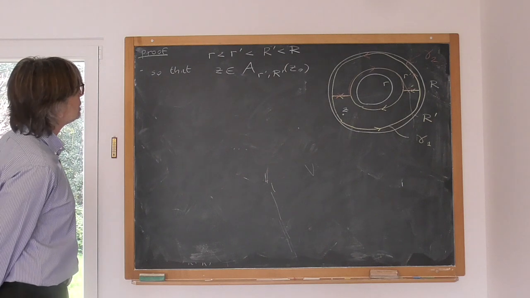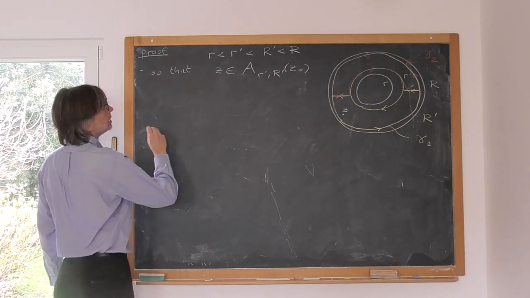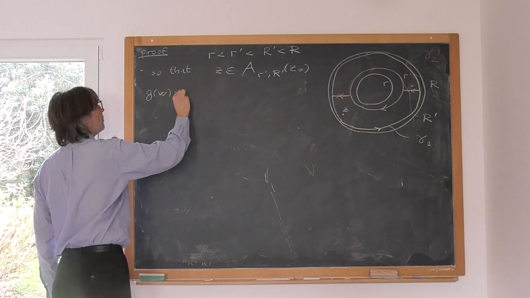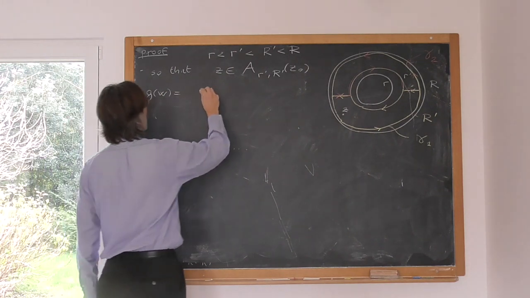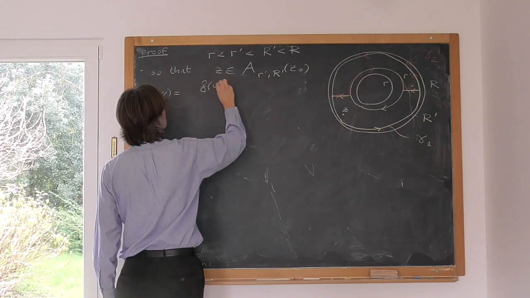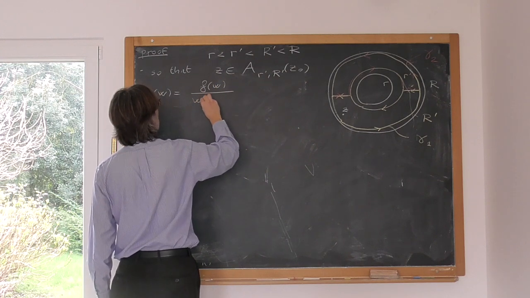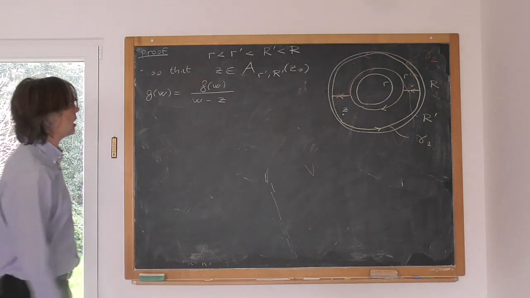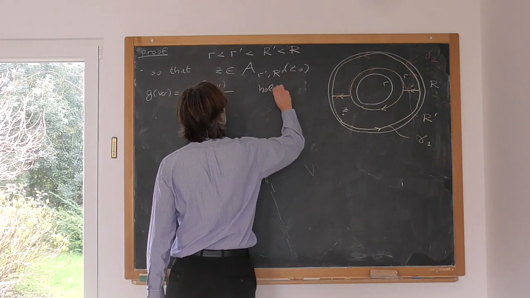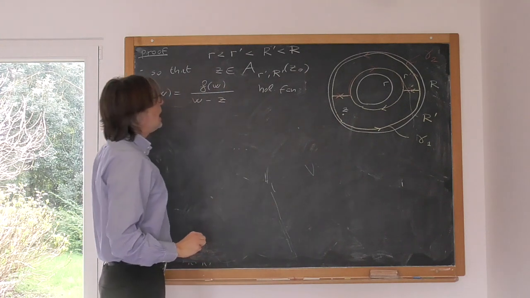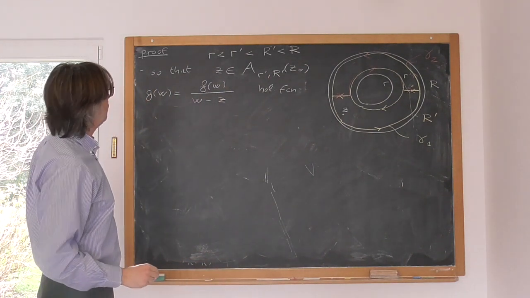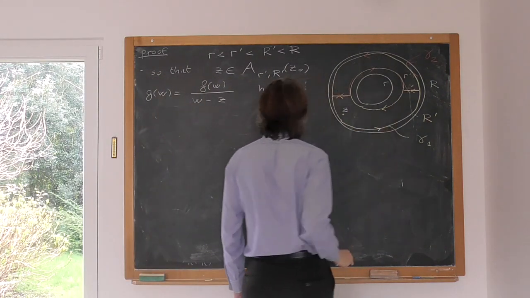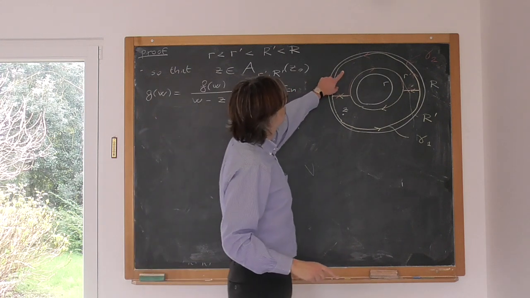Now let's look at the function, say, g of w. g of w is f of w over w minus z. Okay, let's look at this holomorphic function. And let's integrate this holomorphic function first. I want to integrate it on both contours. Let's look first at the contour gamma 2.